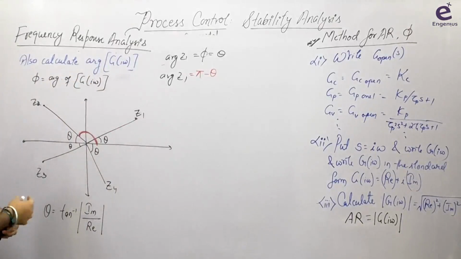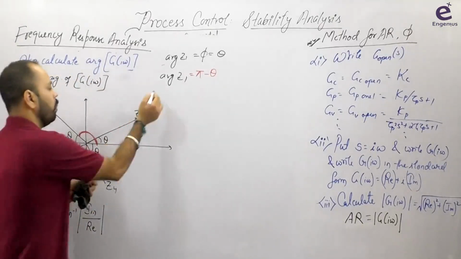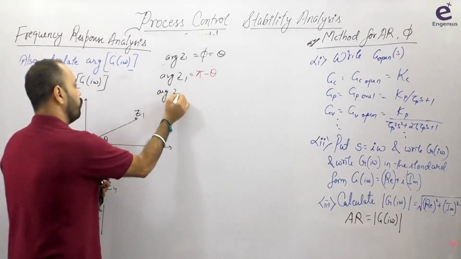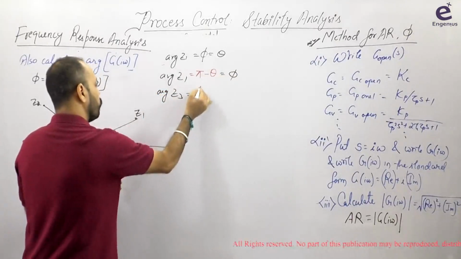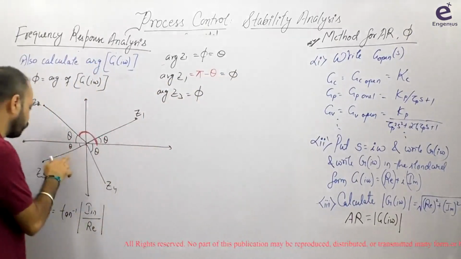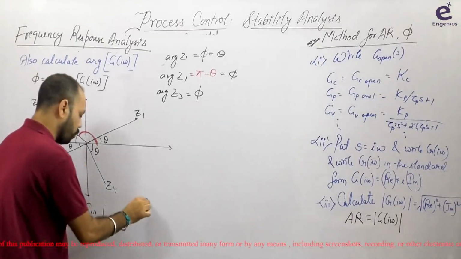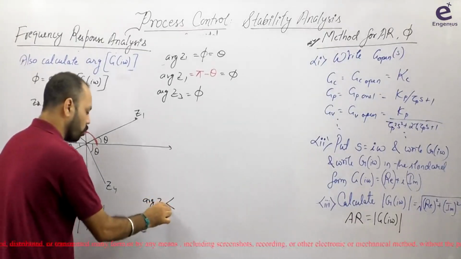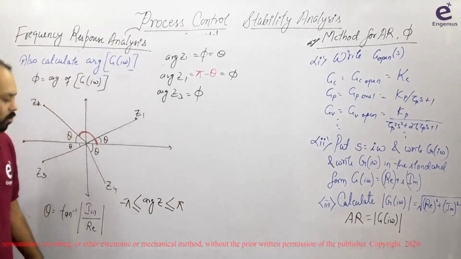Now for augment of Z3, first of all, we have to find theta by this formula. And augment of Z3 is also equal to phi. This is also equal to phi for Z1. This is also equal to phi for Z3. How to report for Z3? See, आपने augment के लिए एक principle पढ़ा होगा that augment of a complex number should always be reported between pi and minus pi. The principal value of the augment it is called.